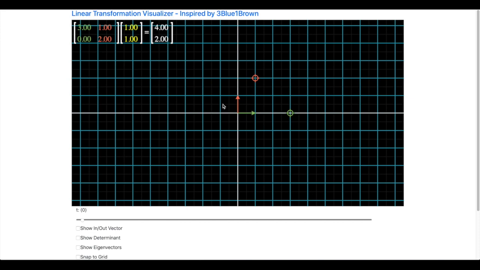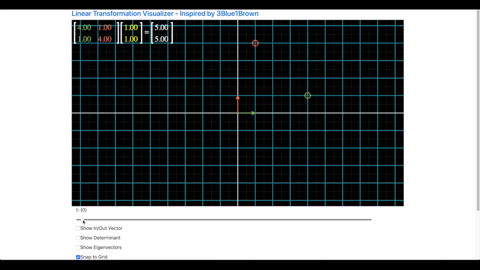The way we control the matrix entries here is by controlling these two red and green targets, which specify the images under the transformation of E1, which is the green vector pointing in the horizontal direction, and E2, which is the standard basis vector in the vertical direction. So if we want the first column to be 4, 1, then we need to move this point here, and it's a little hard to get it exactly right sometimes, so we'll snap to grid. And then the second column we want to be 1, 4, so we move this red point up here.